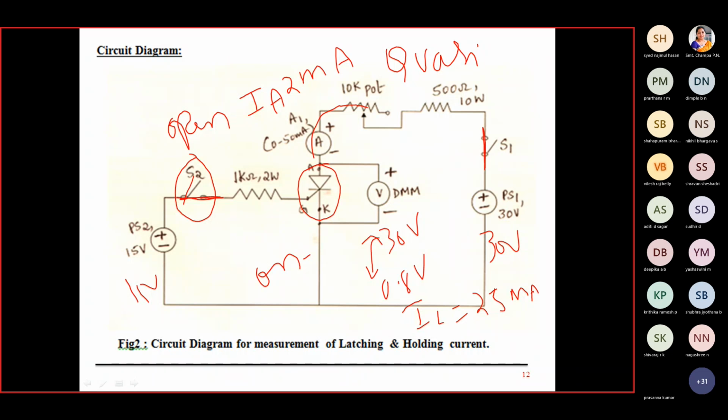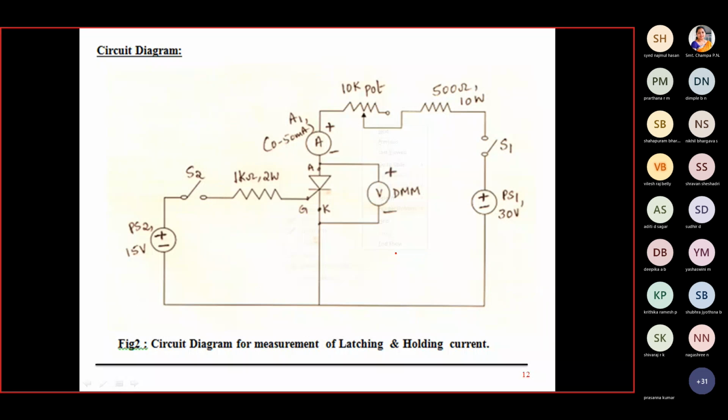Then what should you do? Again close S2. S1 will always be on. The moment you open S2, it goes from 0.8 to 30 volt again. Again close S2 and increase the anode current by cutting out the rheostat. Let us say you set this value to 10 milliamps. Then again open switch S2.